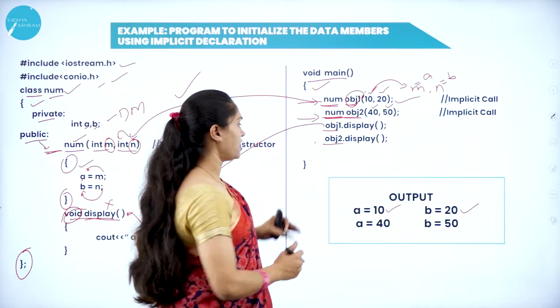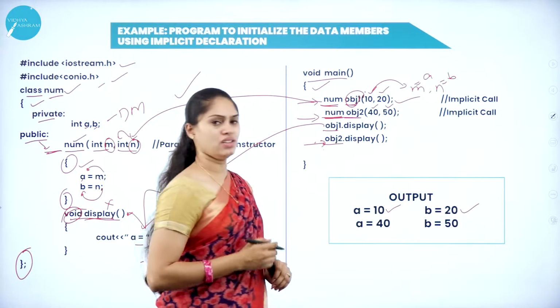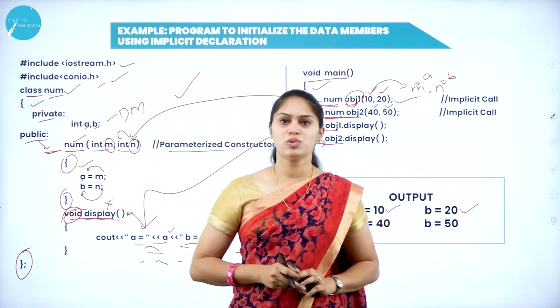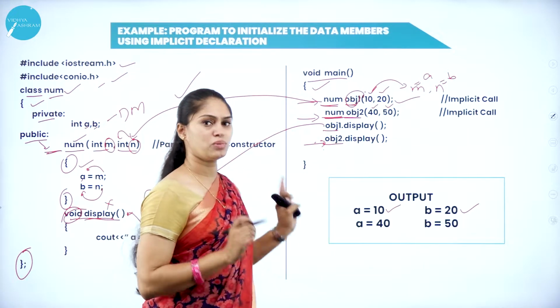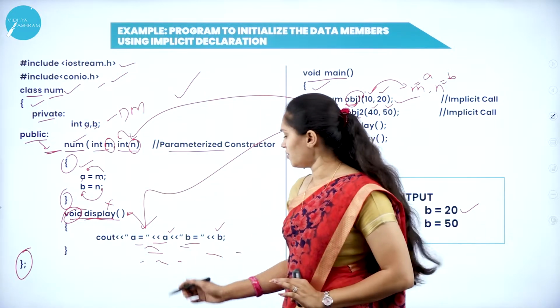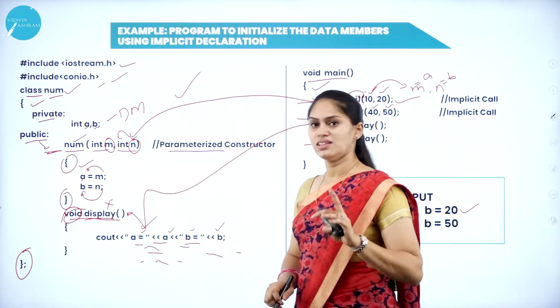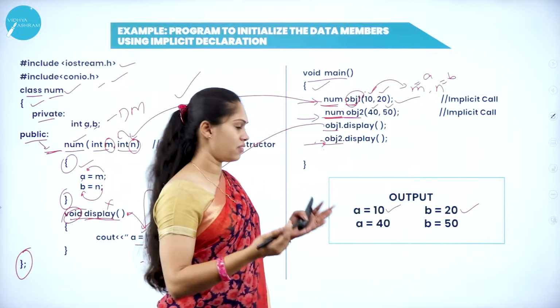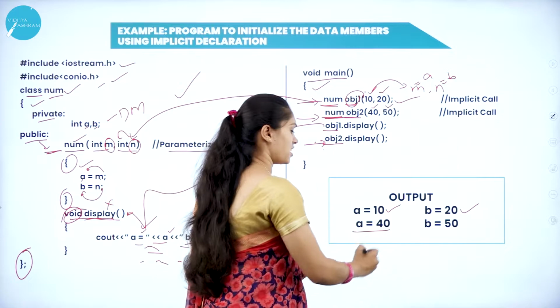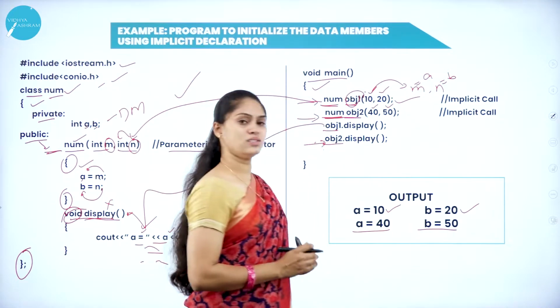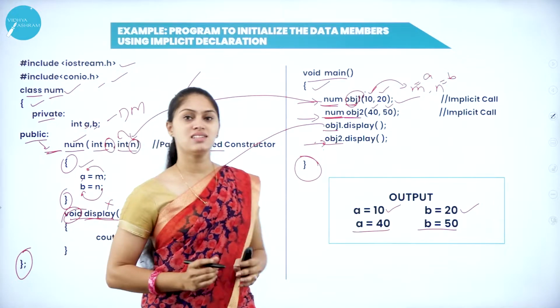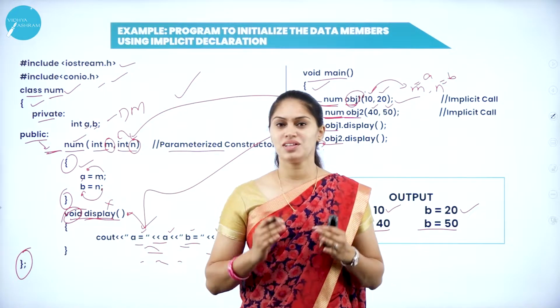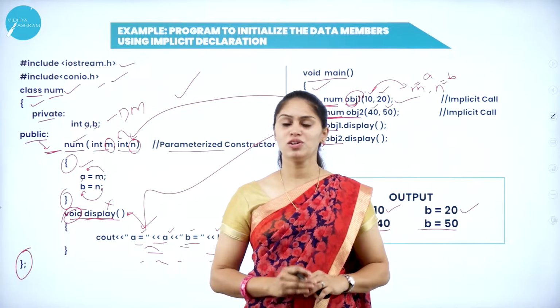After that I am going to call one more function with object2.display. At that time, again control will be transferred to the display function. Whatever content is there in A and B will be copied and displayed on the screen, like A is equal to 40 and B is equal to 50. After that I am going to close the scope of this main function. So this is how the implicit call works.